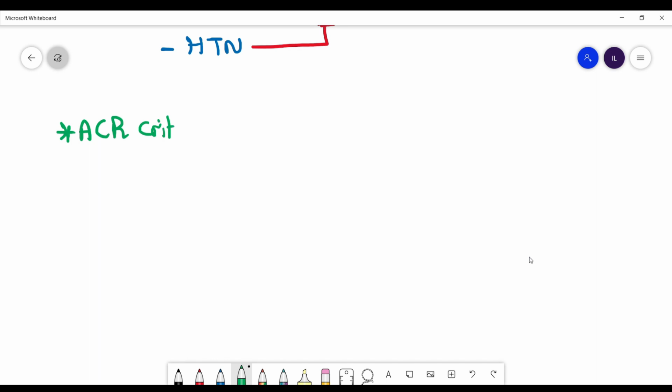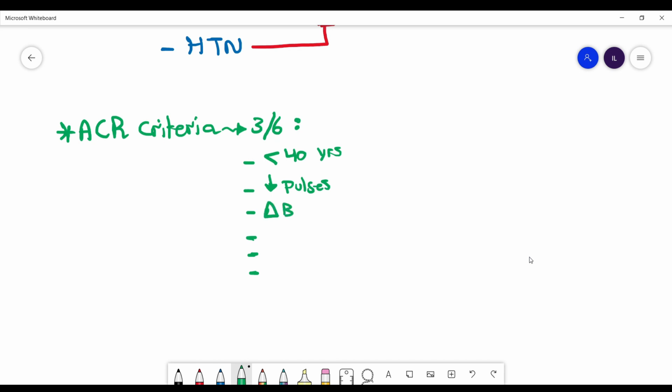Now, to diagnose Takayasu, there is a criteria from the American College of Rheumatology, and you need to have 3 out of the following 6. First one is the patient's age less than 40 years old, and they have a decrease in the pulses on examination, and a difference in the blood pressure of more than 10 millimeters. That's because if you have decreased flow or obstruction in one of the arteries in one arm and the other doesn't have this obstruction, then there will be a difference in the blood pressure. As well as bruit on examination, including the renal arteries, and claudication as a result of obstruction of the aortic branches as well.